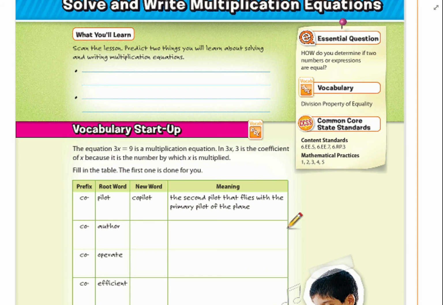As a scan lesson, predict two things we'll learn about solving and writing multiplication equations. So we're going to learn how to solve by dividing. And we're also going to learn how to use a bar diagram.